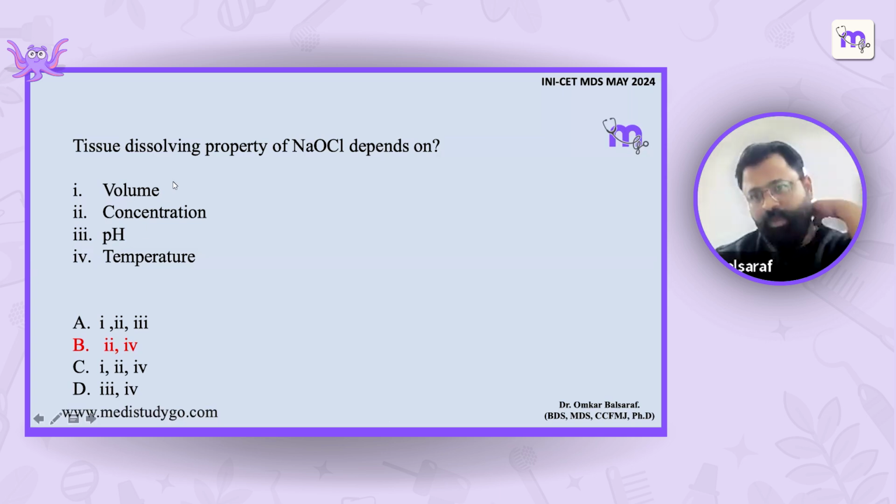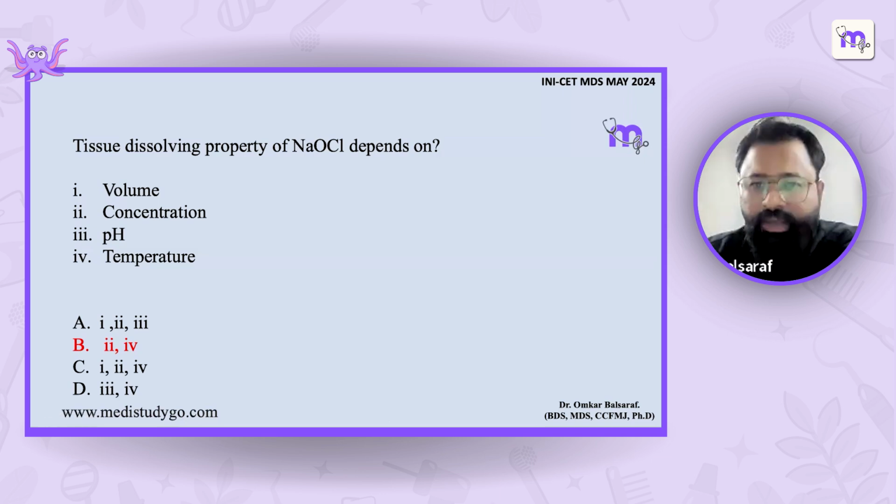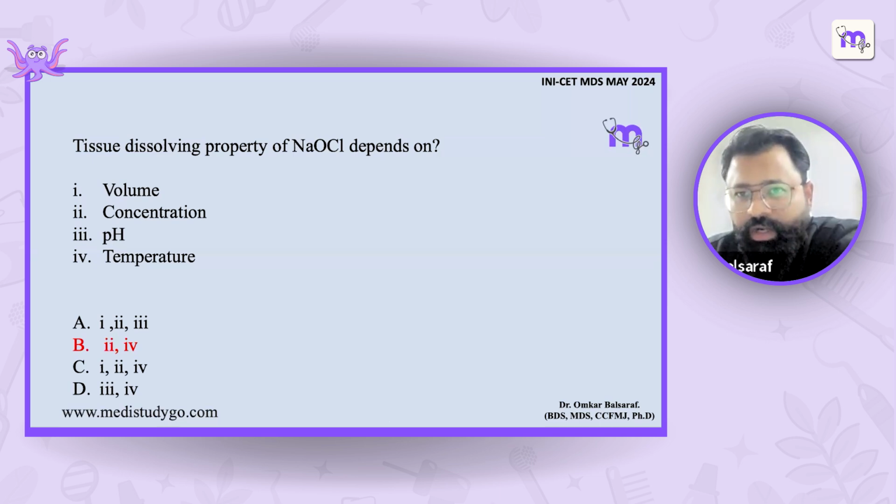Yes, but volume, how much volume are you going to irrigate? We have already seen that we need to go with 4 to 6 ml per minute. To avoid any kind of sodium hypochlorite accidents, we have to use it in a limited way and very cautiously. So the right answer being concentration and temperature. There is a graph also for this, showing what kind of concentration and what kind of temperature is there.